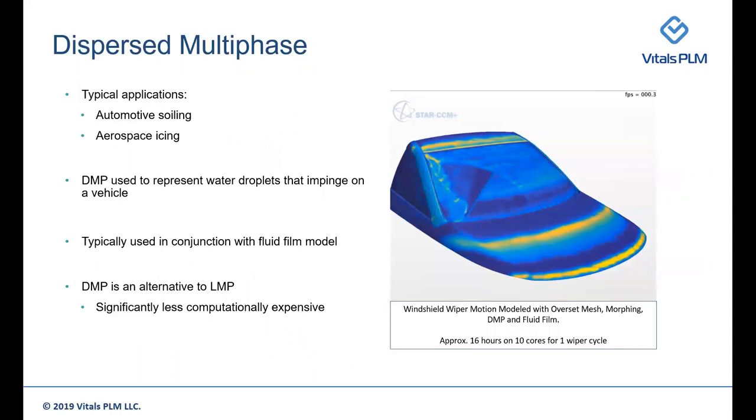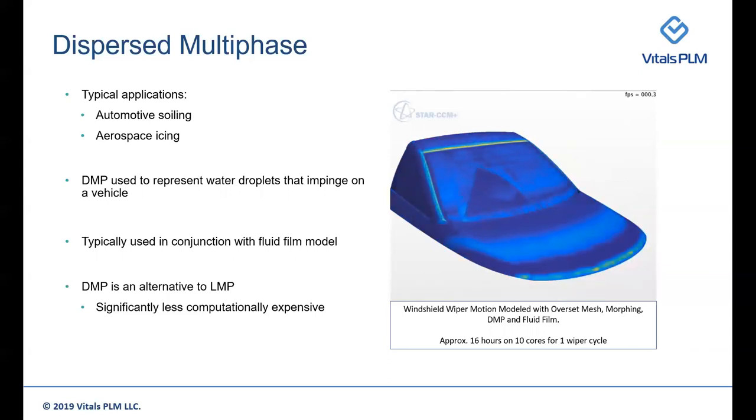Here we see an example of automotive soiling. Here we see the rainwater management application from the automotive industry, which is modeled using DMP, where the rainwater has been modeled as a discrete multiphase, and when it interacts with the wall, it creates a fluid film.